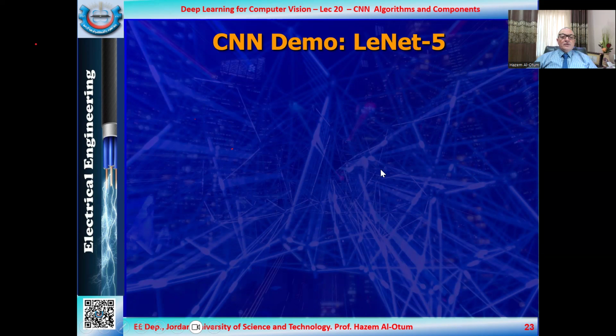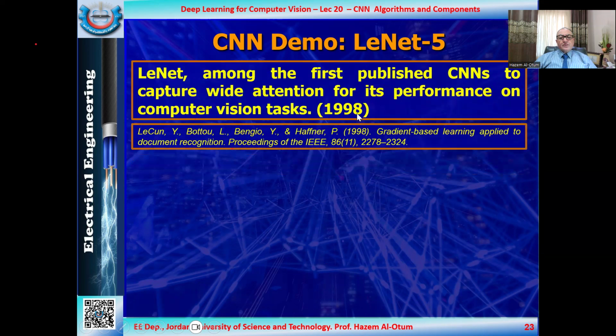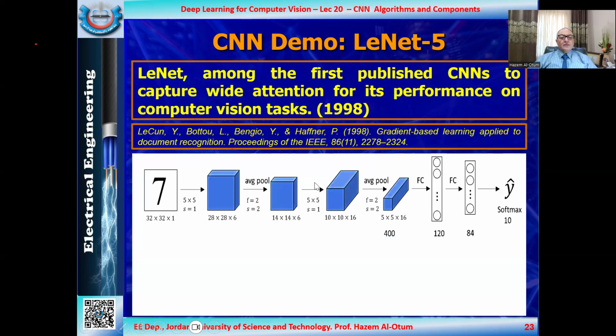Let's have a look at one of the examples, the first examples of the CNNs, the LeNet-5. It was published in 1998. The paper was called Gradient-Based Learning Applied to Document Recognition, in the Proceedings of the IEEE, by LeCun and a list of authors. Let's see what is the main idea behind this simple network. It is used for digit recognition and classification.